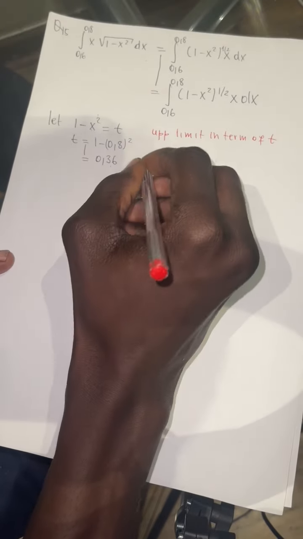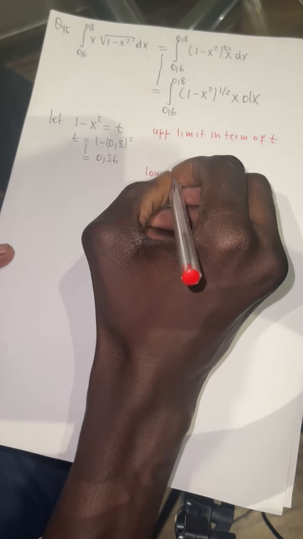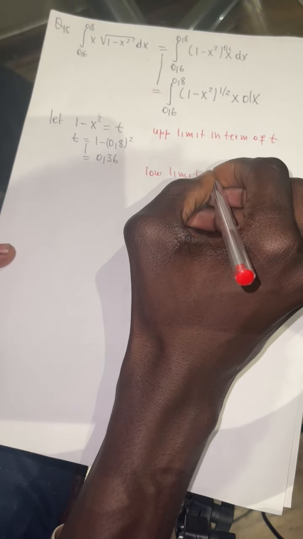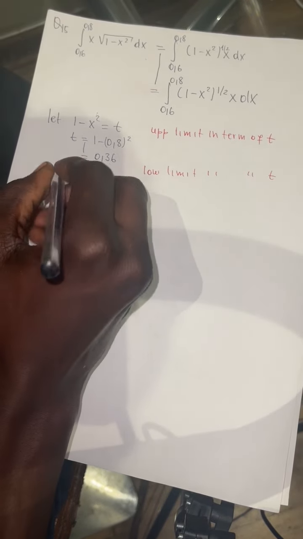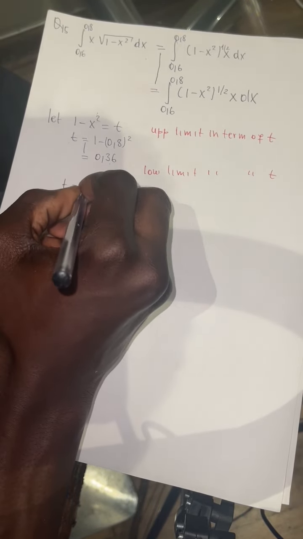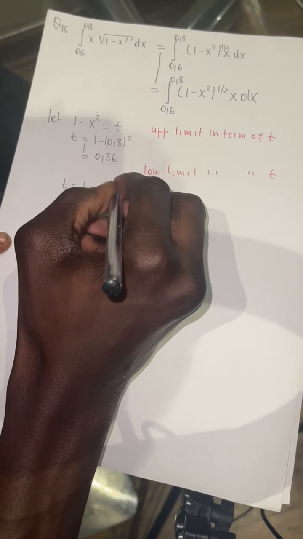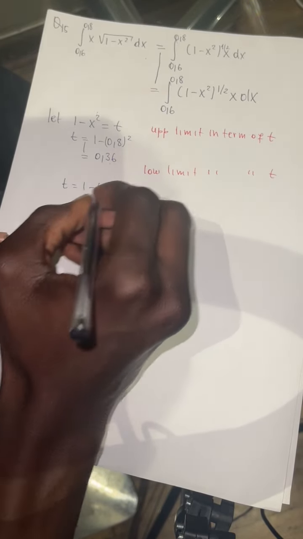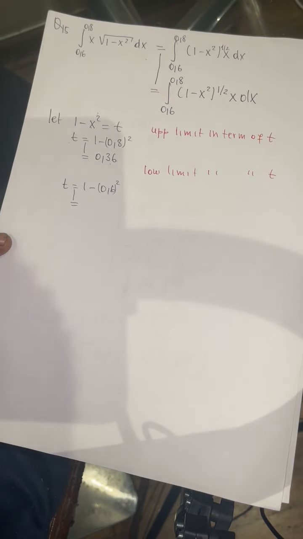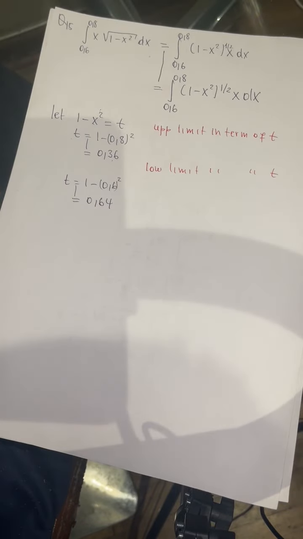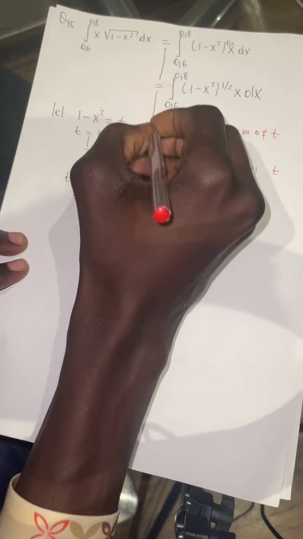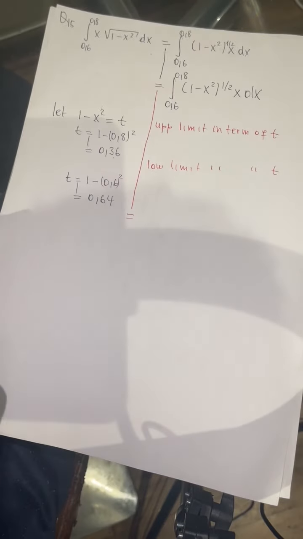And then we're going to also find the lower limit in terms of t. So we're going to have t is now 1 minus 0.6 squared. If you want, just put the bracket. So now taking that one, 0.6, we find 0.64. So now these are the new limits. So now therefore this integration can now become like this.